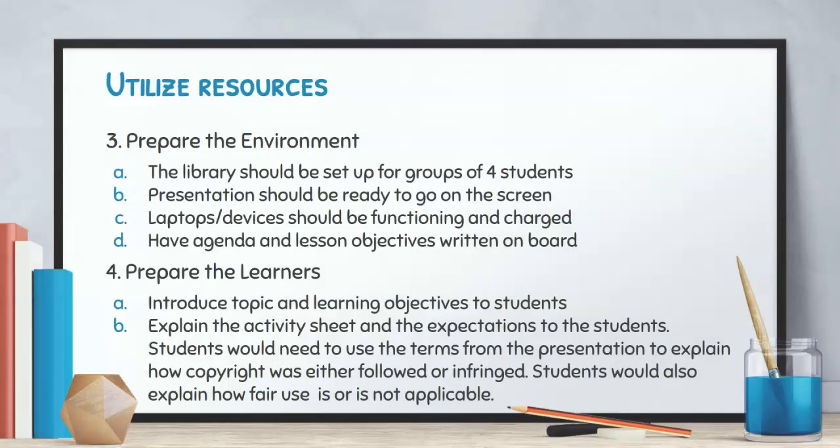Number 3, preparing the environment. I would have the library set up for groups of 4 students. That means the tables are set up for groups of 4 students to work, but also facing the front so that they can easily view the video at the beginning of the presentation and not have to do all this changing from the direct instruction part to the group activity part. The presentation should be ready to go. I mentioned that a little bit beforehand.